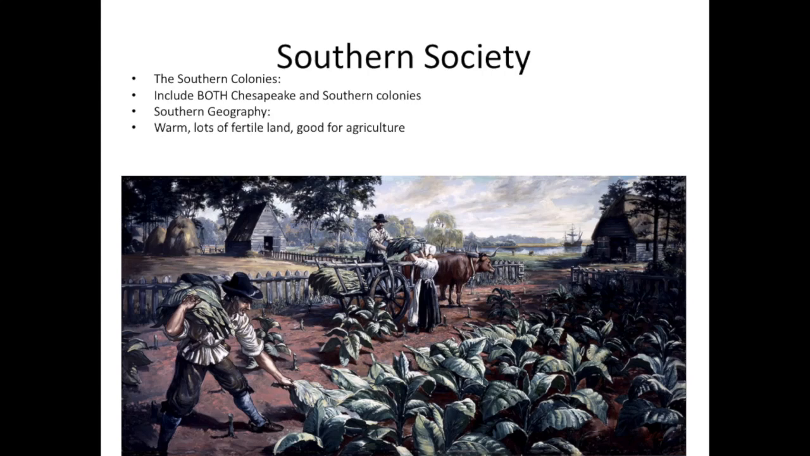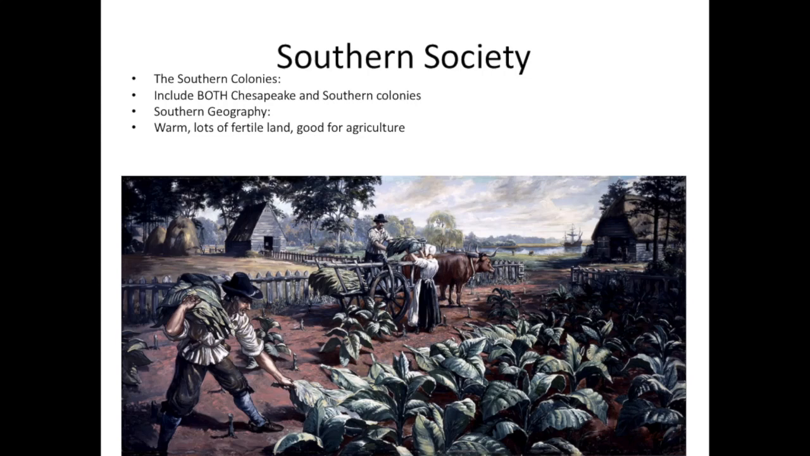Now, the southern geography was very warm, the soil was very fertile, so it was an excellent place for agriculture. Typically, whenever we think about slavery, we think about cotton, but the initial cash crop is going to be tobacco. And the reason that tobacco becomes so valuable is because much of the rest of Europe, especially England, is going to be addicted to tobacco, and so there will be high demand.